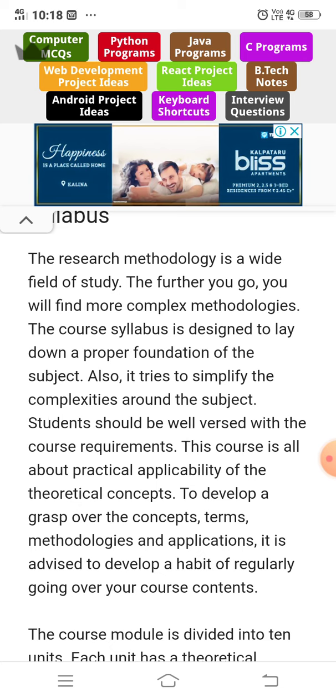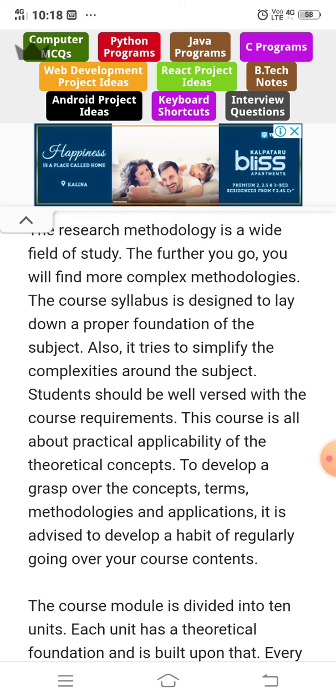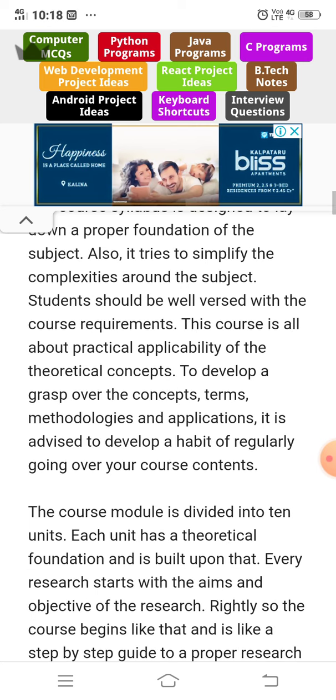Also, it tries to simplify the complexity around the subject. Students should be well versed with the course requirement. This course is all about practical applicability of the theoretical concept. To develop a grasp over the concept, terms, methodologies, and application, it is advised to develop a habit of regularly going over your course content.